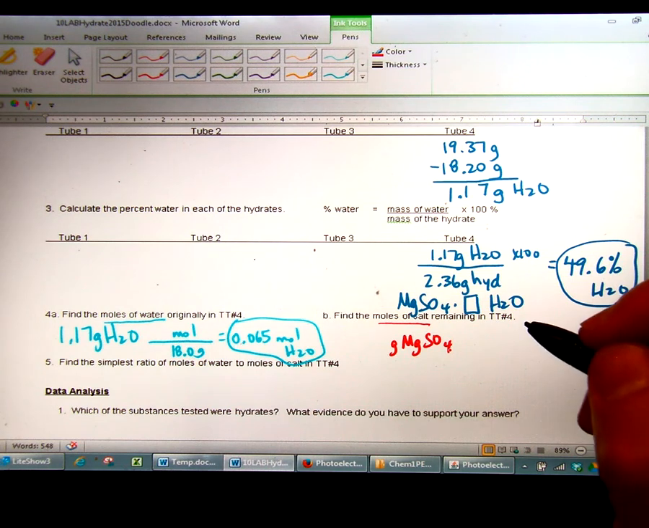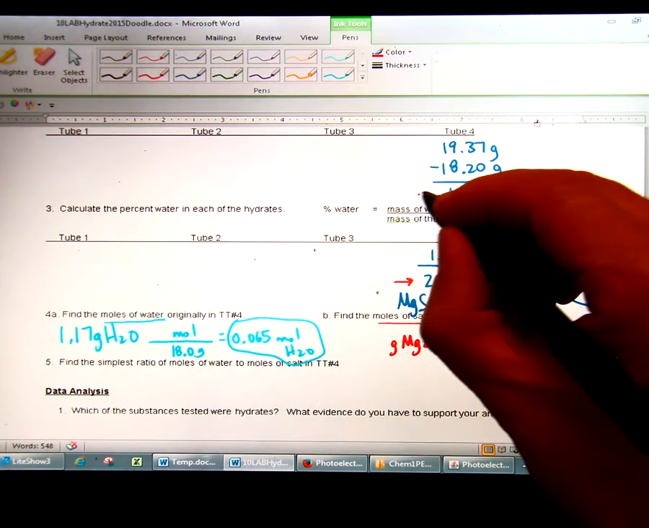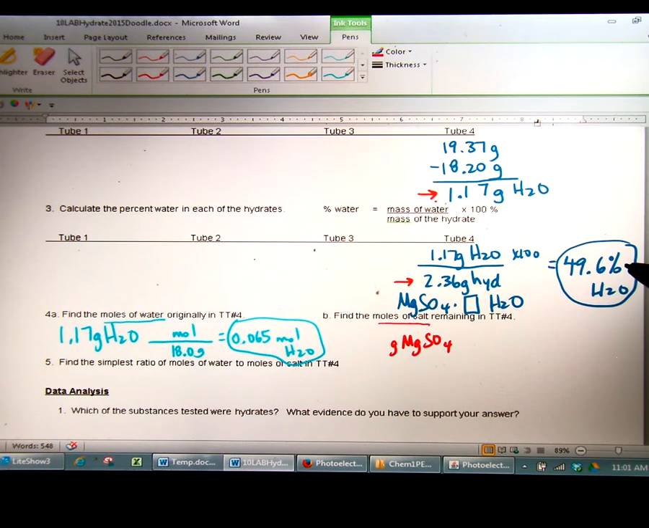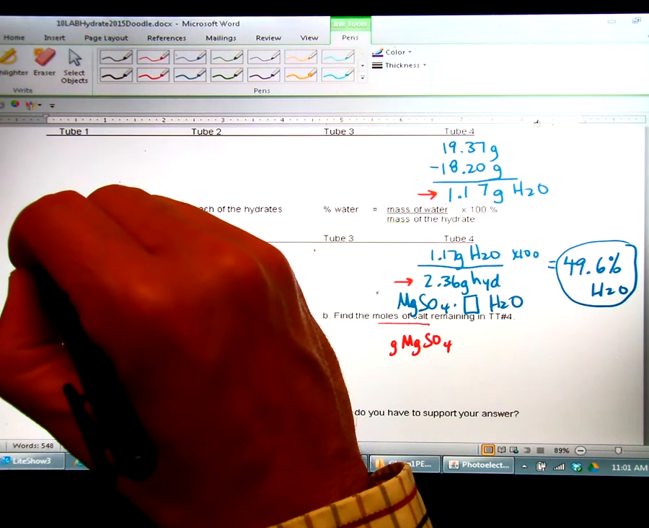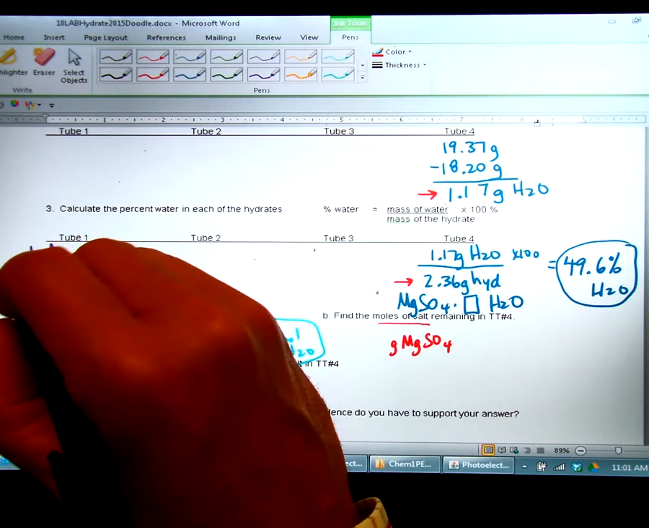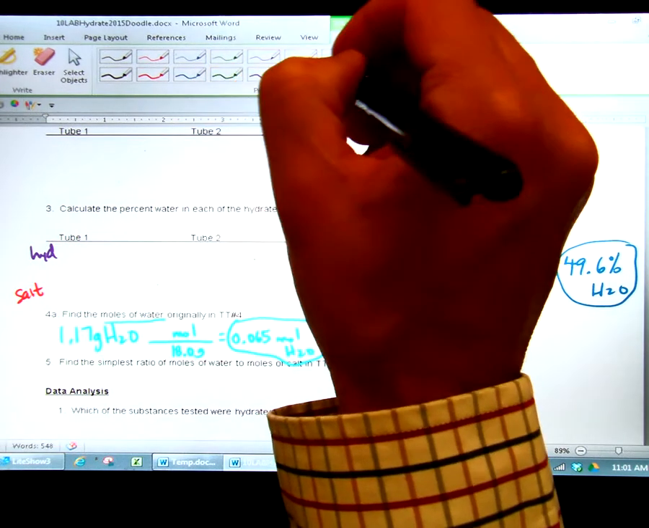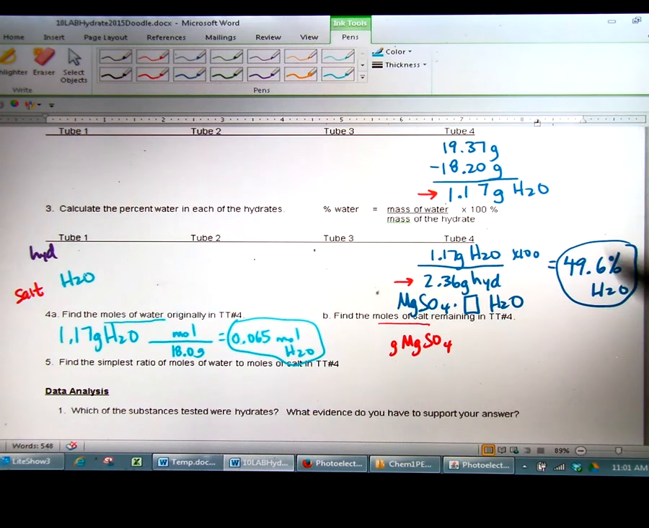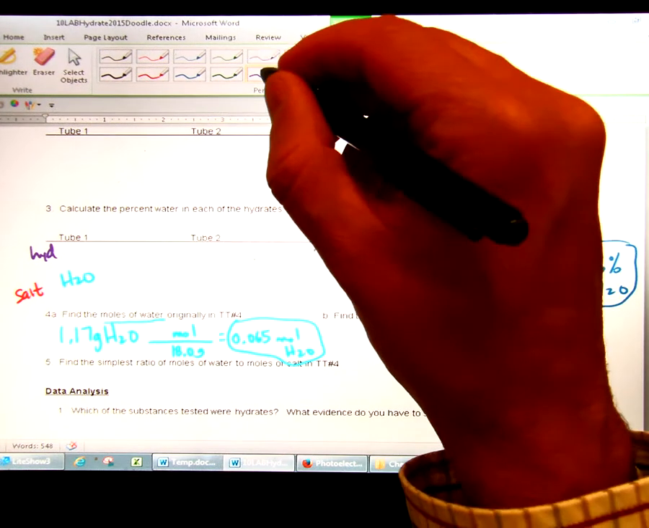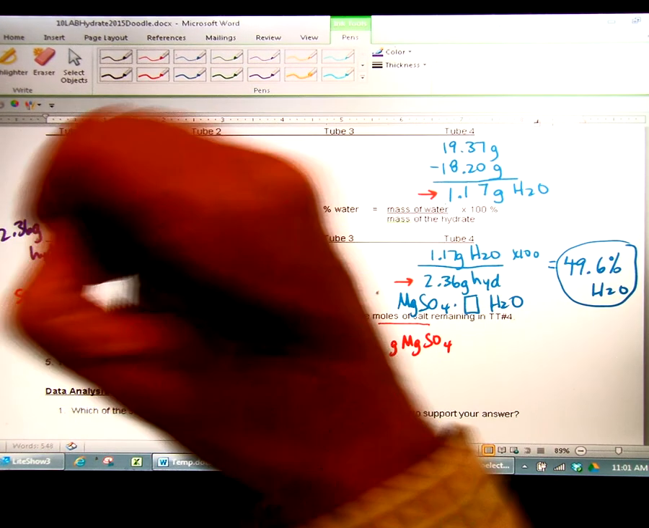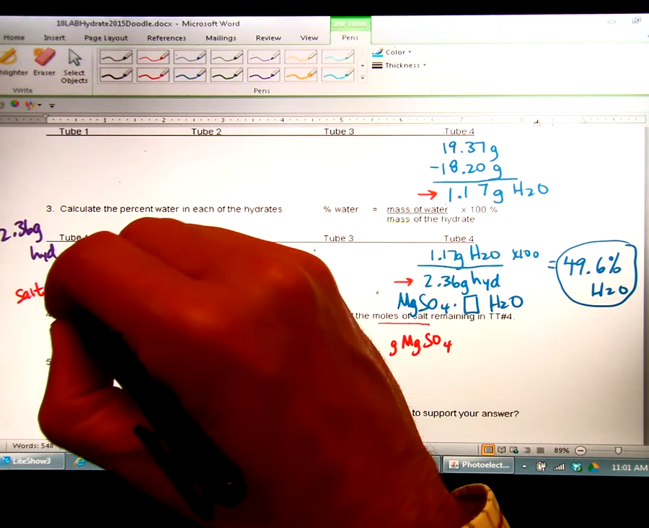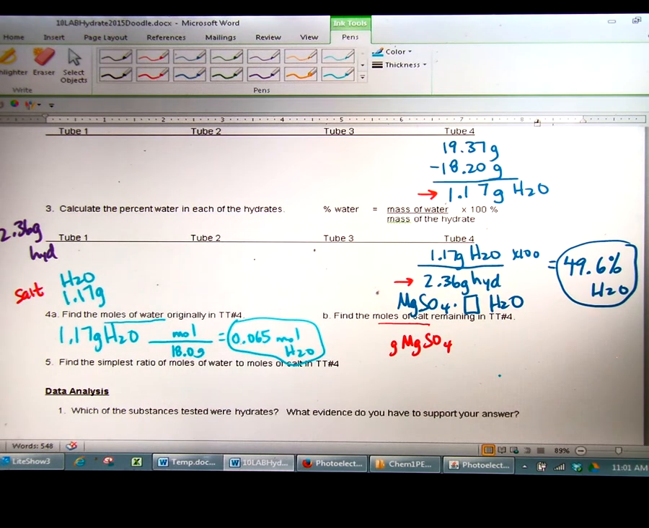But what I do know is that I have this much hydrate and I have this much water. So since a hydrate is salt plus water, hydrate is salt plus water. And I know that my hydrate is 2.36 grams, and my water was 1.17 grams. All I have to do is subtract those two numbers, and I'm going to get the salt, which is 1.19.